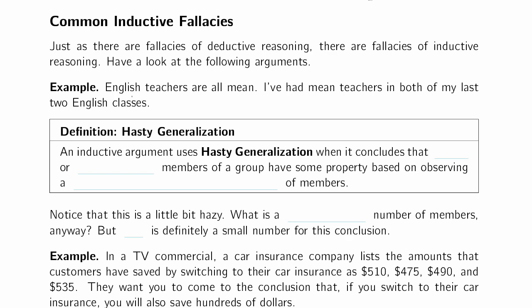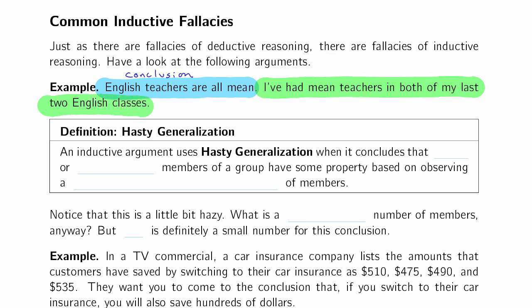So, in this argument, English teachers are all mean is the conclusion that we're trying to draw. And the premise we want to base that on is that we've had mean teachers in both of our last 2 classes. This argument exhibits an inductive fallacy called hasty generalization. A hasty generalization concludes that all or most of the members of a group have some property based on observing a very small number of members.